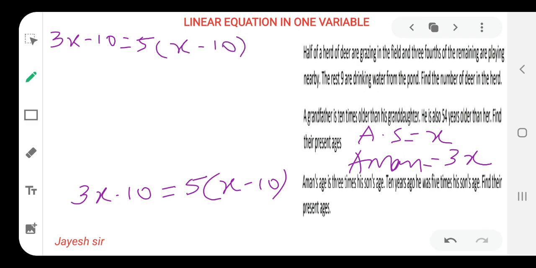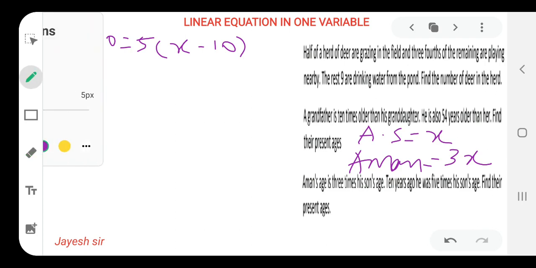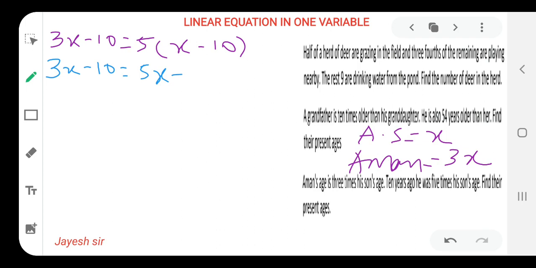As you can see, I have written the same thing over here. So I am erasing from here. Now what can we do? We have to just solve it. Now we can see the distributive property. 5 should be multiplied with x, and 5 should also be multiplied with 10. This is the only thing that we can do. That would be our first step for solving the sum. Now 3x minus 10 as it is, and 5x minus 5 multiplied by 10, that means 50.